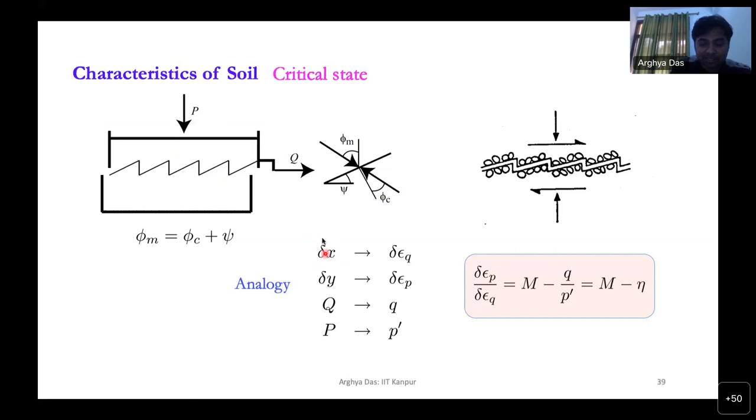So then delta x can be analogous to the deviatoric strain. Delta y is nothing but your mean strain or the volumetric strain. Q is related to the deviatoric stress, and P is the volumetric stress. So altogether, we can rewrite that previous equation in this form: del epsilon_p over del epsilon_q, the ratio of volumetric strain to deviatoric strain, is M minus Q by P, or it is M minus K. So this essentially gives a notion of the stress dilatancy relationship that can take into account the critical state behavior. Previously, when we modeled the elastic perfectly plastic Mohr-Coulomb, our stress dilatancy relationship was just minus m star. Now, with this analogy, we can build a more advanced model that takes the critical state effect into account.